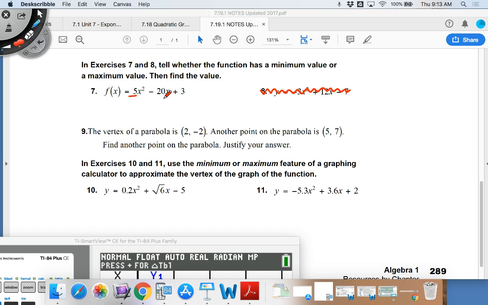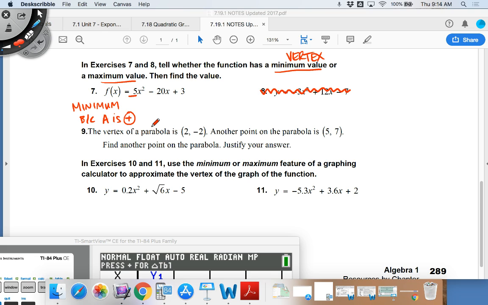For the vertex, basically. So when they say minimum value or maximum value, they're really talking about the vertex. It's like, again, another word for vertex. So I'm going to just make a little note. Since our A is positive, I'm going to write minimum because A is positive. Okay, so we got that.